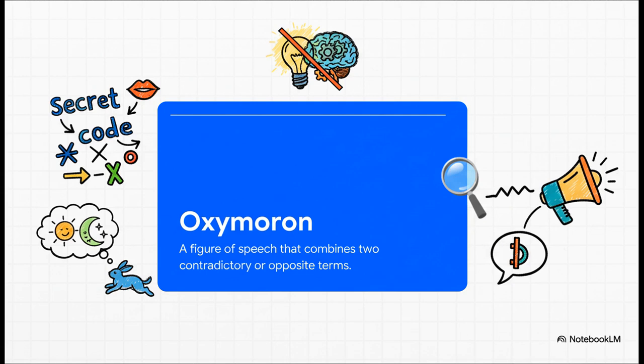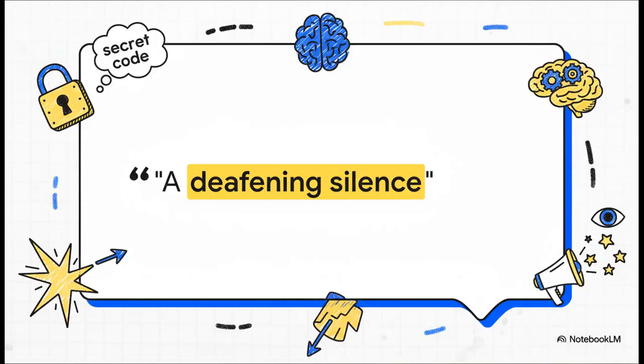Next, we have one of the most fascinating devices out there, the oxymoron. This is when you take two words with completely opposite meanings and smash them right together to create a brand new, surprising idea. Fun fact, the word oxymoron is actually an oxymoron itself. It comes from the Greek words oxy for sharp and moros for dull. How cool is that?